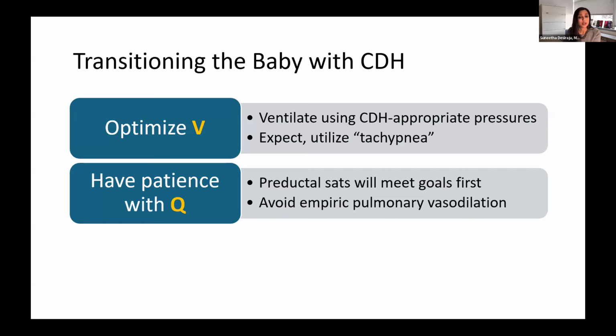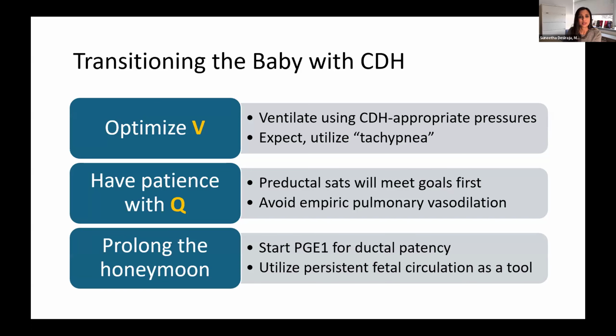Now, there's this concept of the honeymoon period in CDH. And historically, a lot of people say the honeymoon period lasts the first 24 to 36 hours, which is right around the time that the ductus closes in a structurally normal child. So our goal now is to prolong this honeymoon. We're going to start prostaglandins for ductal patency. And starting prostaglandins and maintaining ductal patency means that we're going to maintain persistent fetal circulation, which some of you may recognize is the old term for PPHN. We're going to utilize fetal circulation as a tool. I'll talk a little bit in a couple slides about how cardioprotective this is.